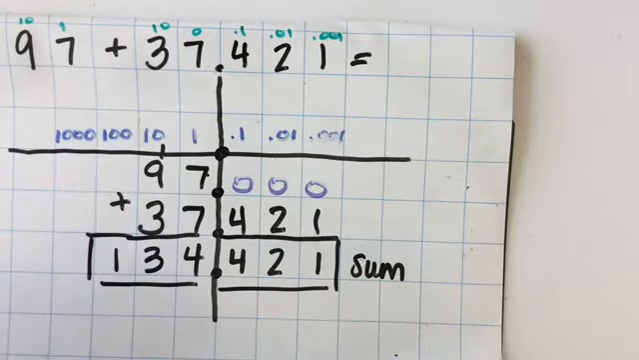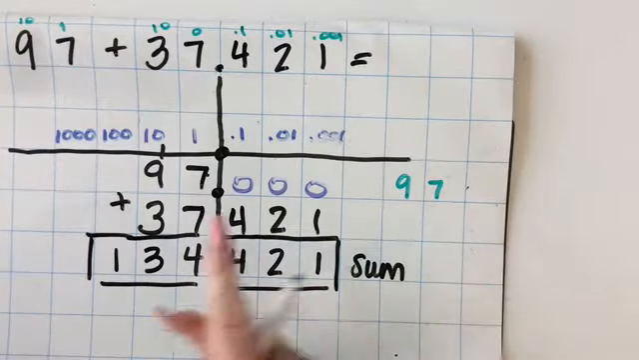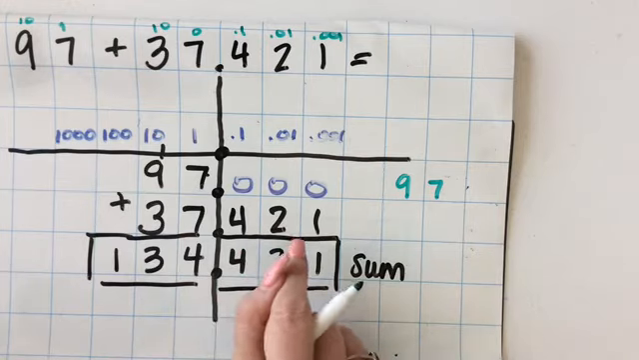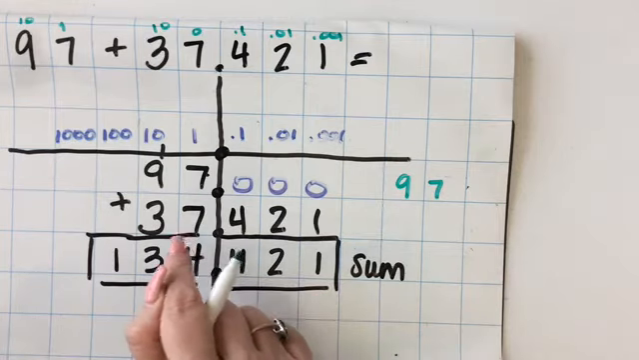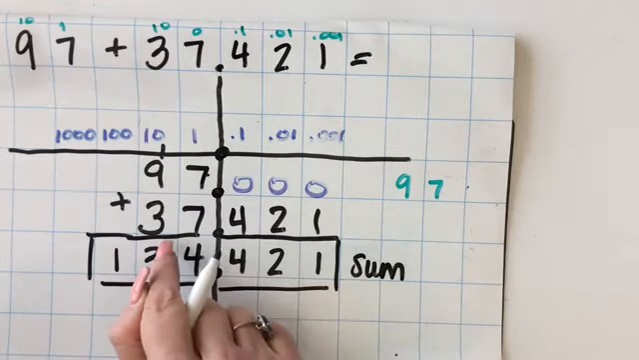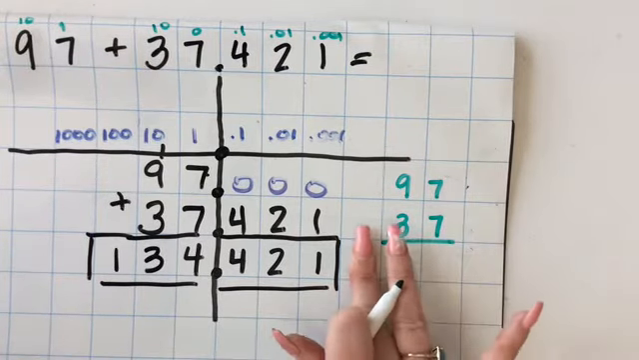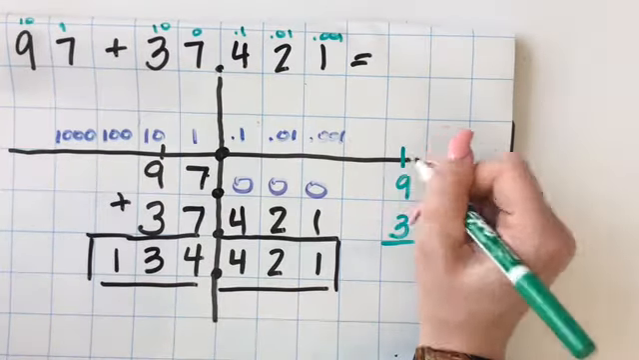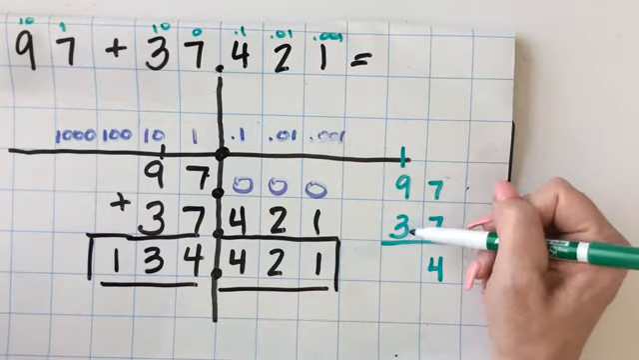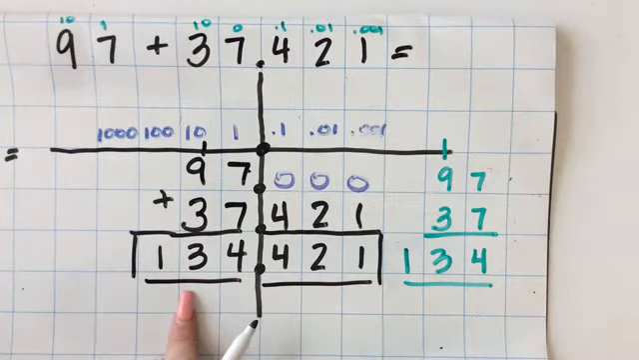So I'm going to estimate to make sure that our sum is reasonable. I can keep 97 at 97. 37 and 421 thousandths is close to 37, because that 4 tells me that I'm going to stay at 37 on the number line. It's closer to 37 than 38. So 37, and when I add these, I have 7 plus 7 is 14, regroup the 1, and I have 1 plus 9 is 10, plus 3 is 13. 134 is very close to our answer of 134.